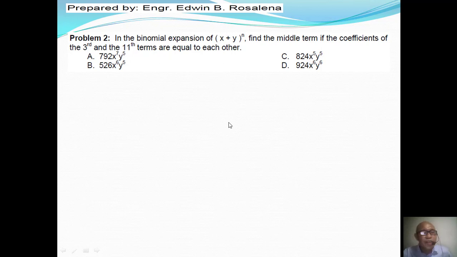Okay. So, ano yung given condition natin? So, the coefficients of the third and 11th terms are equal.